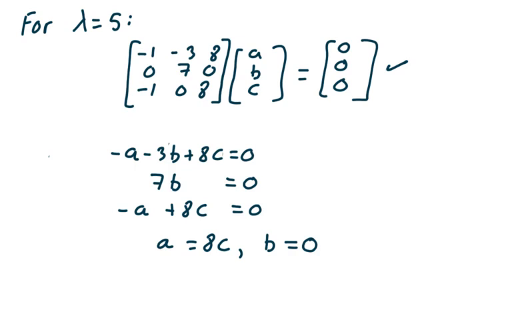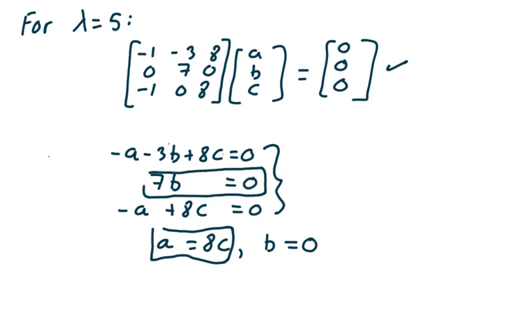And I'm going to take that matrix and multiply by the column vector A, B, C, and I'm going to set it equal to the column vector 0, 0, 0. And that's going to produce a system of equations. And so I get negative A minus 3B plus 8C equals 0, 7B equals 0, and negative A plus 8C equals 0. Solving for A, I get A equals 8C, right? And then if I take the second equation and solve for B, I get B equals 0.